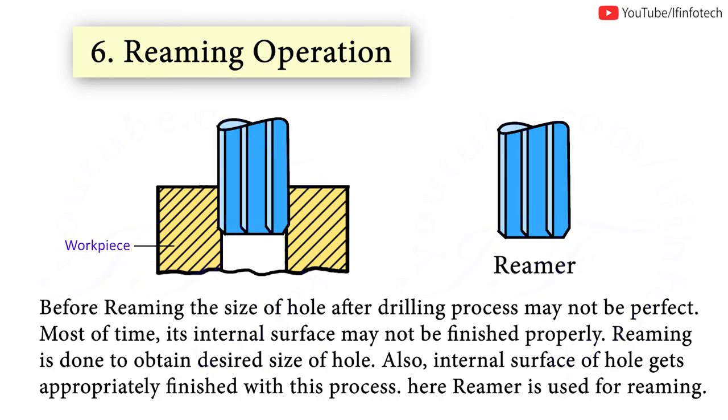Next is reaming operation. Before reaming, the size of the hole after the drilling process may not be perfect. Most of the time, its internal surface may not be finished properly. Reaming is done to obtain the desired size of the hole. Also, the internal surface of the hole gets approximately finished with this process. Here a reamer is used for reaming. The reamer is a multi-point cutting tool.